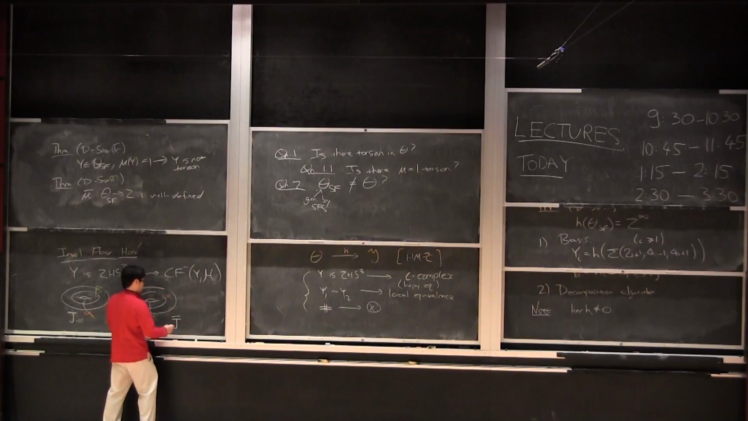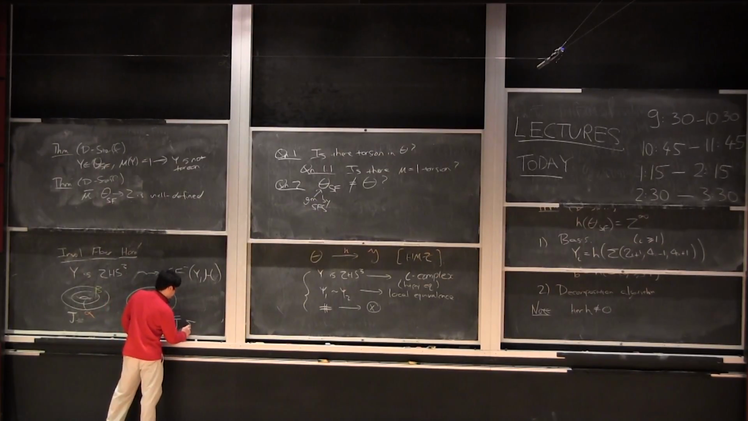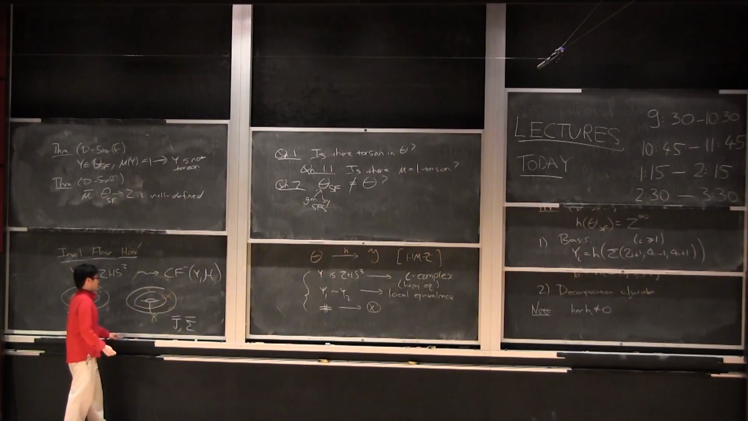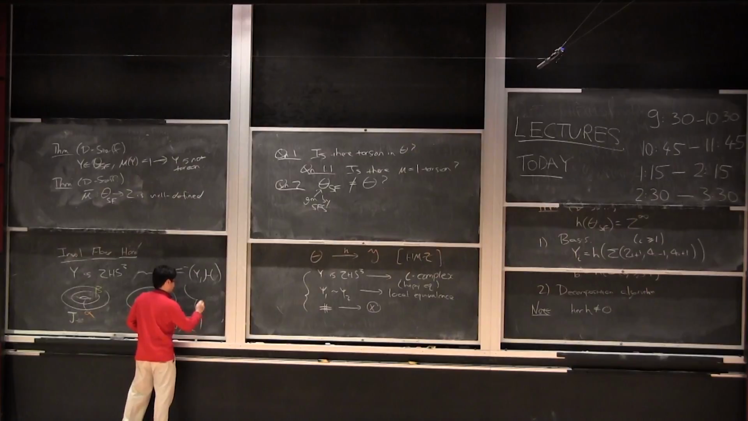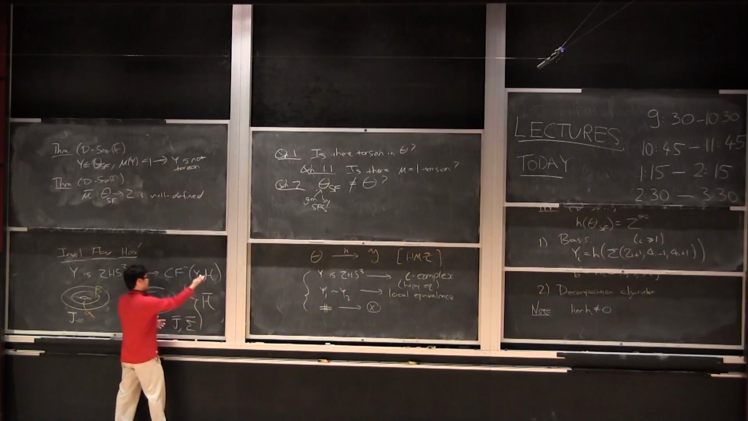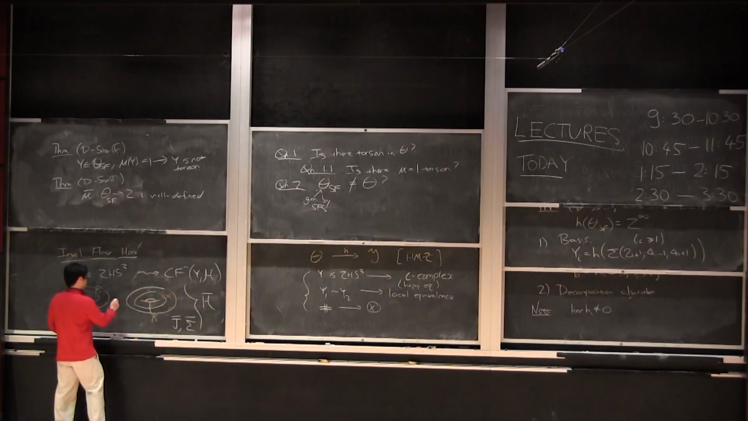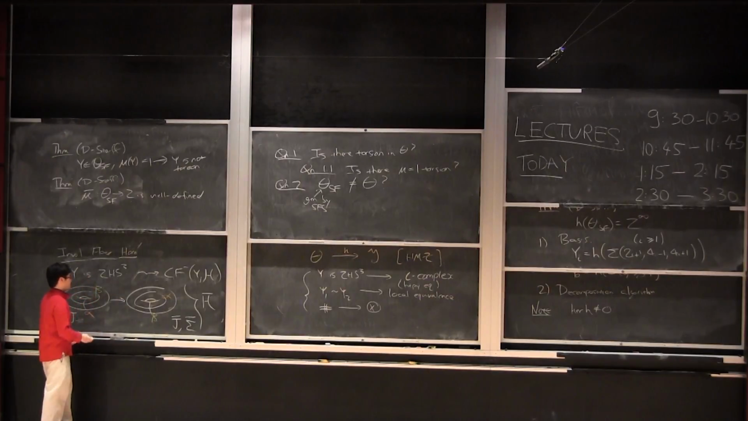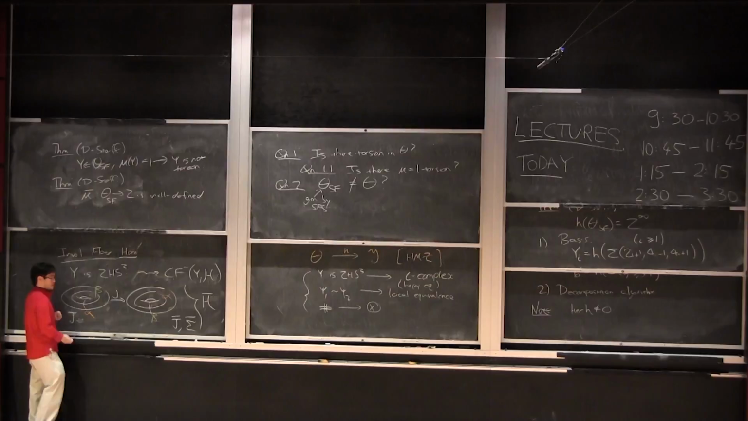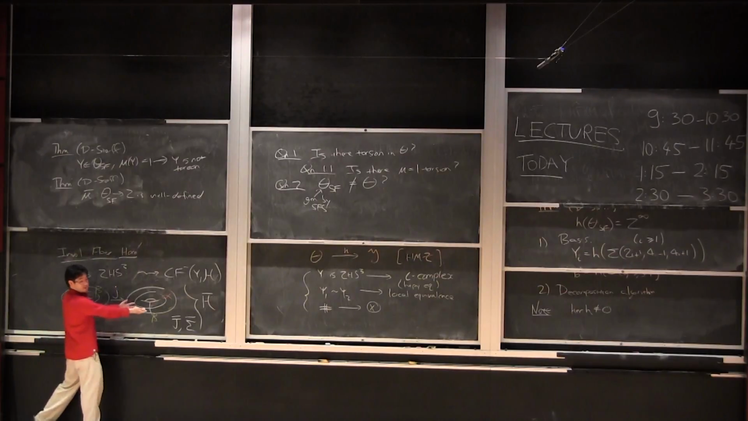And I'm also going to reverse the orientation on my surface. Okay, let me call this sigma bar. And I'm going to denote this choice here by h bar. So this is like the conjugate Heegaard diagram. And the point of involutive Heegaard Floer homology is that there's actually a chain map that goes between the Heegaard Floer complex with this Heegaard diagram and the Heegaard Floer complex with this diagram.